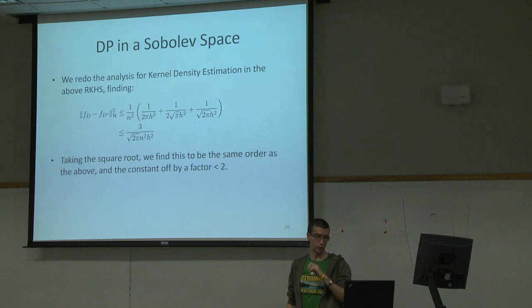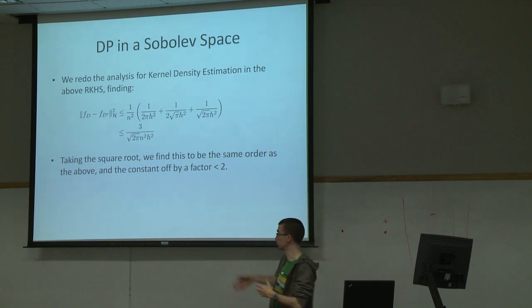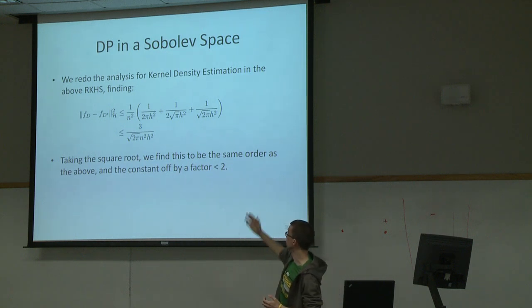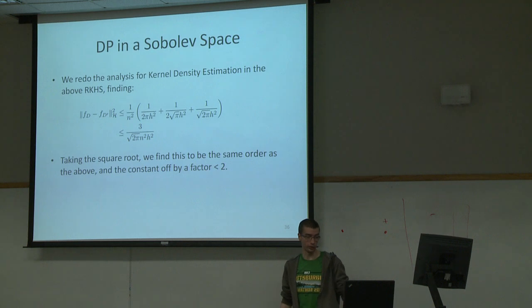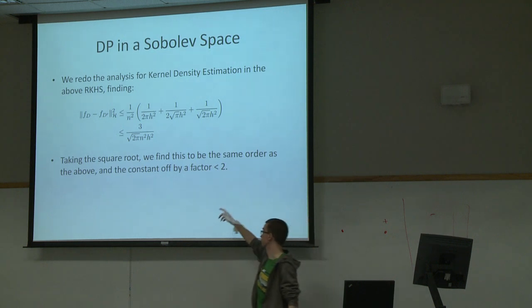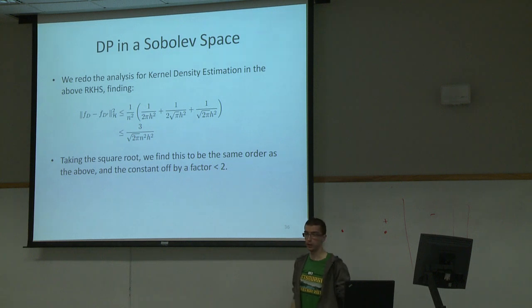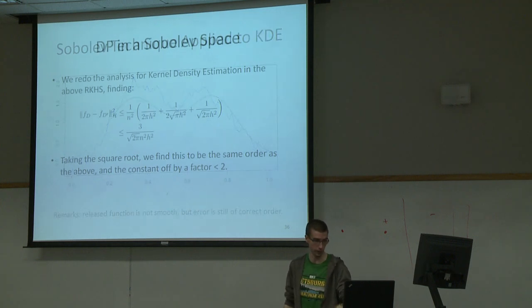So to demonstrate that this works, we redid the analysis for kernel density estimation using that technique. We're using a different reproducing kernel Hilbert space, so we have a different distance, and we find that it's bounded above by this term. And what we see is it's basically on the same order as the one before. If we take square roots on either side, it's 1 over n times h, which is the same order as the original technique when it was in one dimension. So even though we've used a way more general, less ad hoc analysis, we get errors on the same order and the constants within a factor of 2, so it's not too bad.